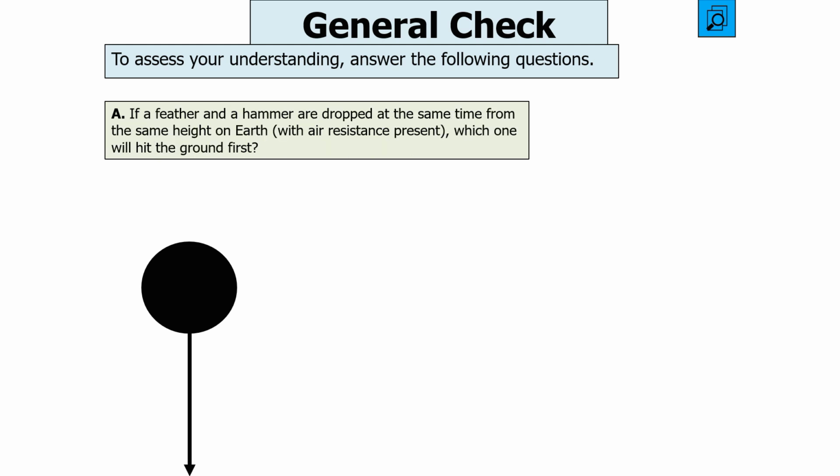If a feather and a hammer are dropped at the same time from the same height on Earth with air resistance present, which one hits the ground first? So pause the video now, then unpause the video when you want to go through your answer.